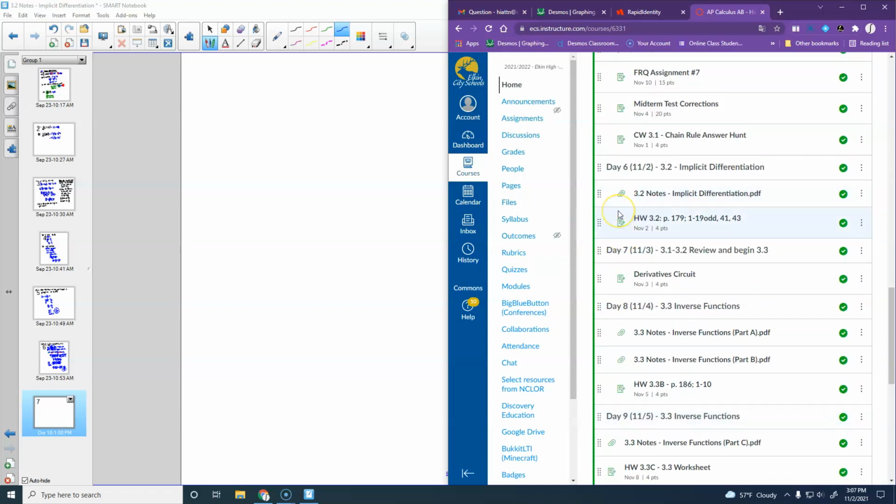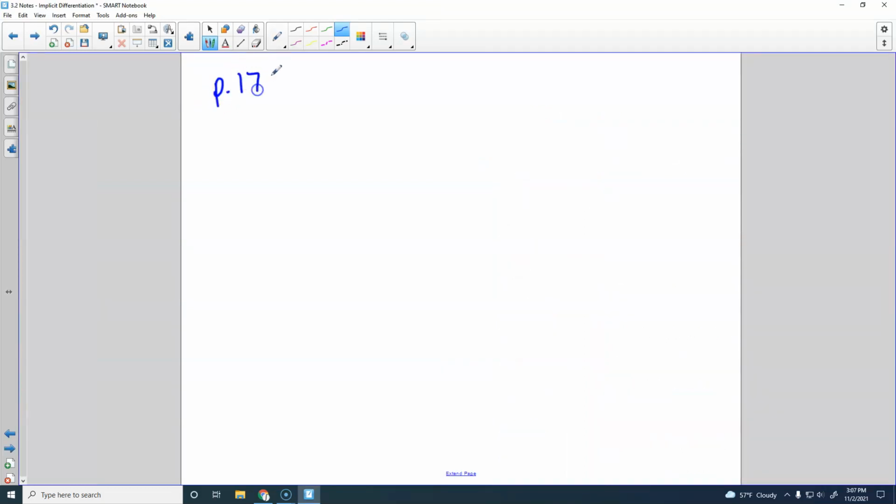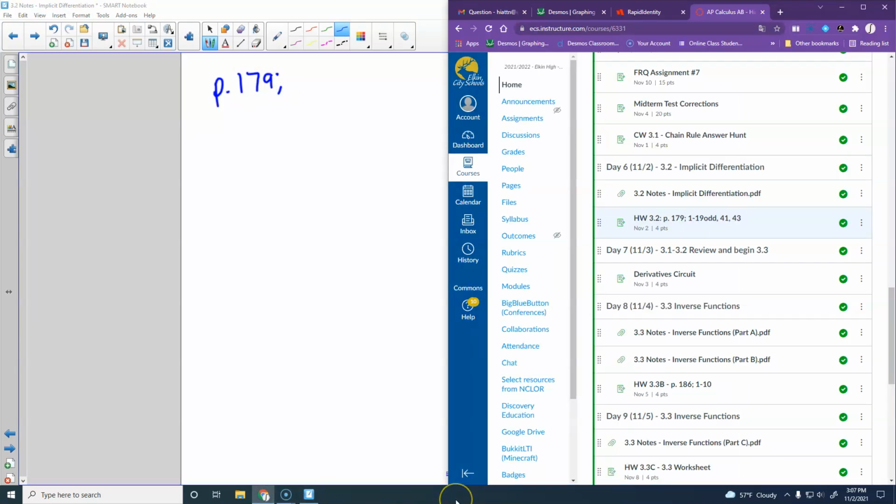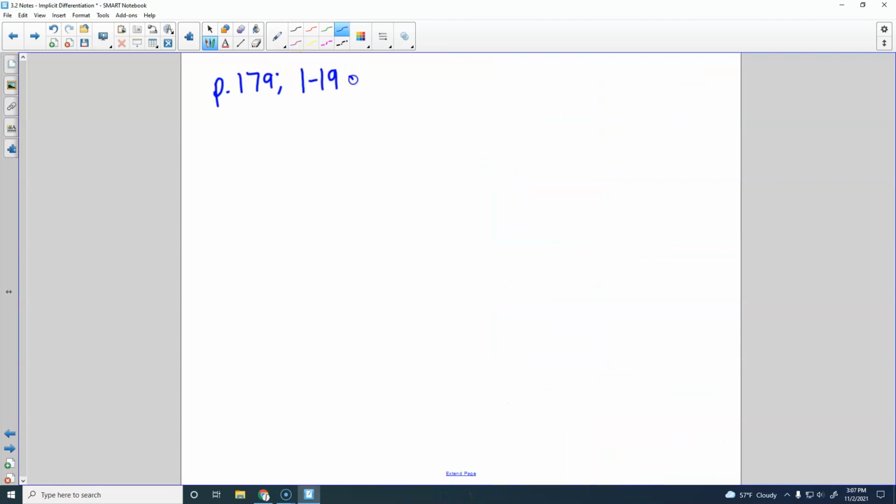All right. Okay. Page 179. 1 through 19 odd, 41 and 43. It's like 12 problems. Some of them are going to be much quicker, like the first ones that we were doing there. Some of them will be a little bit longer. I'm not sure. I think they might be tangent lines, the reason they're separate.